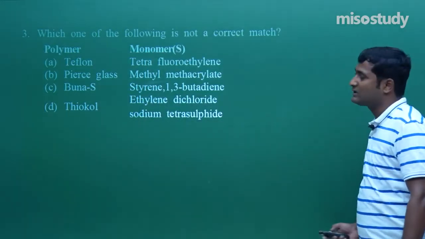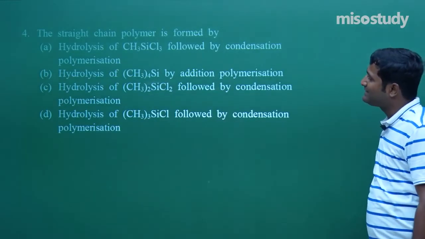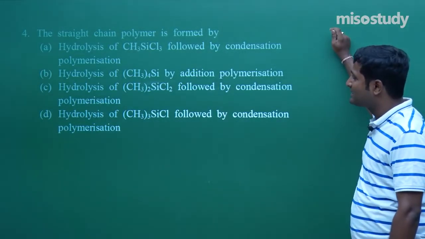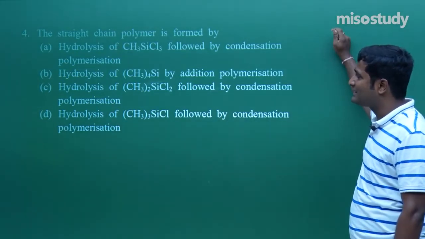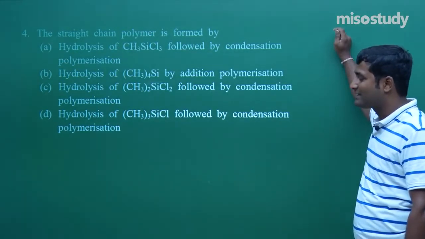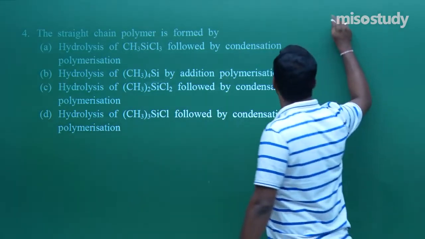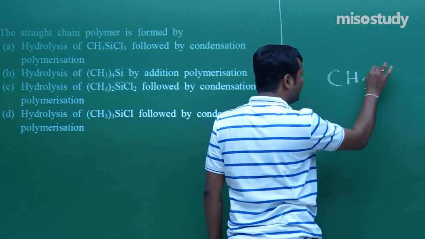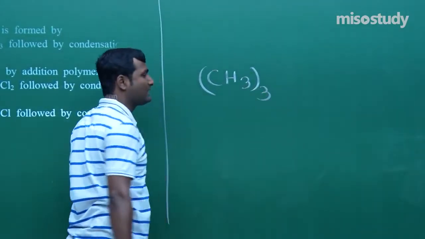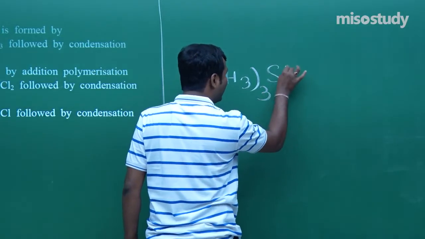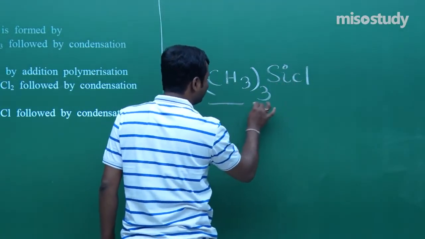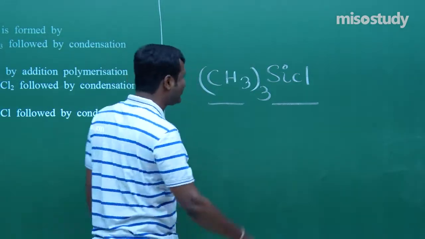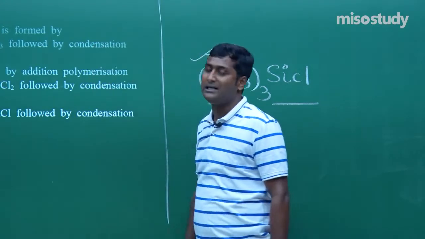Now the next one is question number 4. The straight chain polymer is formed by hydrolysis of (CH3)3SiCl followed by condensation polymerization. Remember this, during my lecture I also discussed (CH3)3SiCl. This is the component. Hydrolysis of (CH3)3SiCl followed by condensation polymerization.